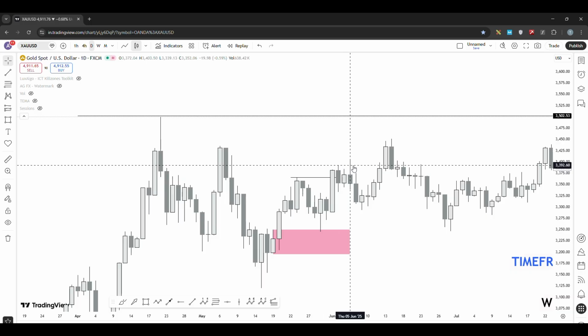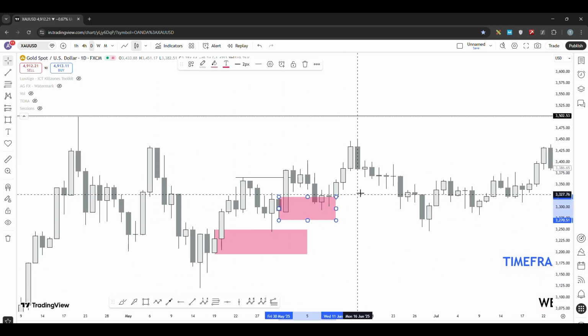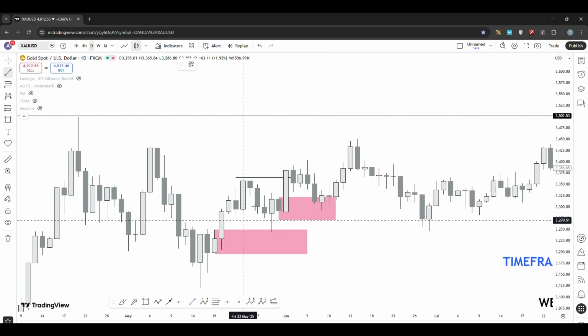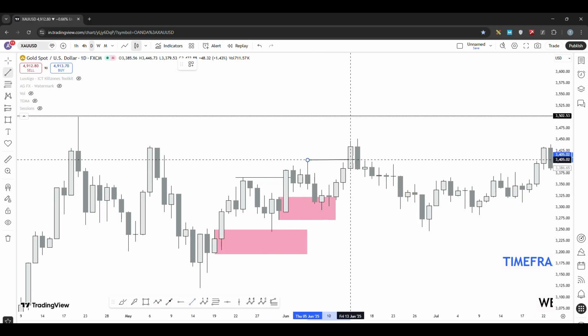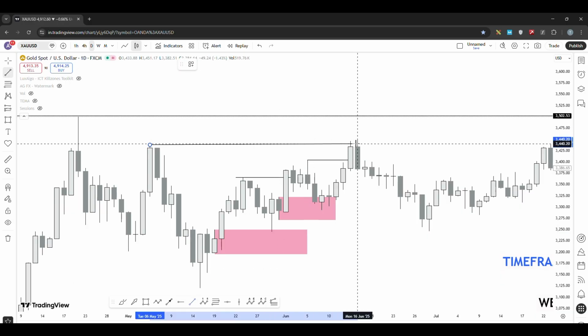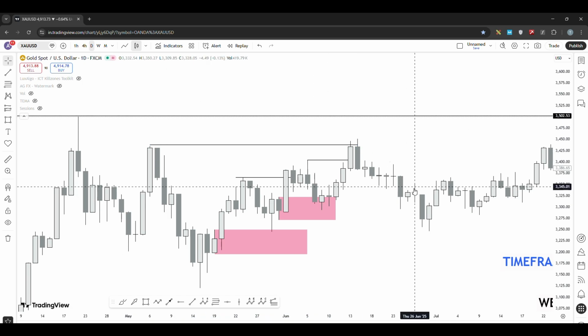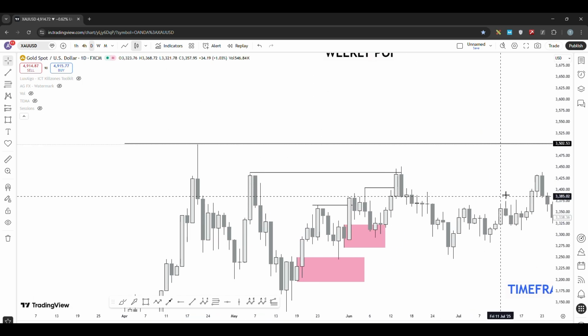Market took out this high, then market gave a pullback, created a new order block. From here market once again pushed higher, then your target is going to be this high, and after that you can target this high as well, which was also taken, and after that you will be targeting this high as well. So one by one market will take out all the highs.